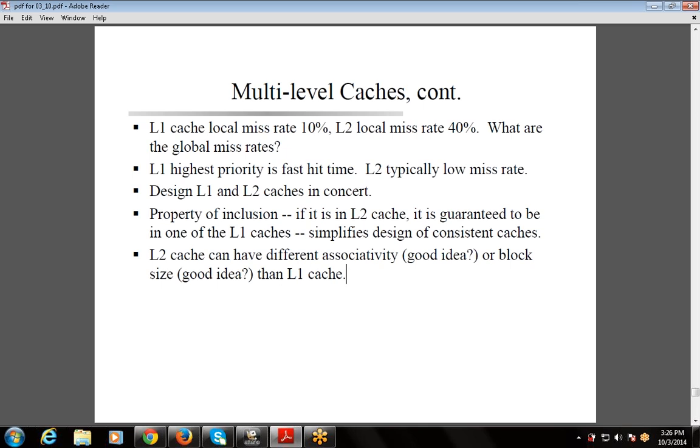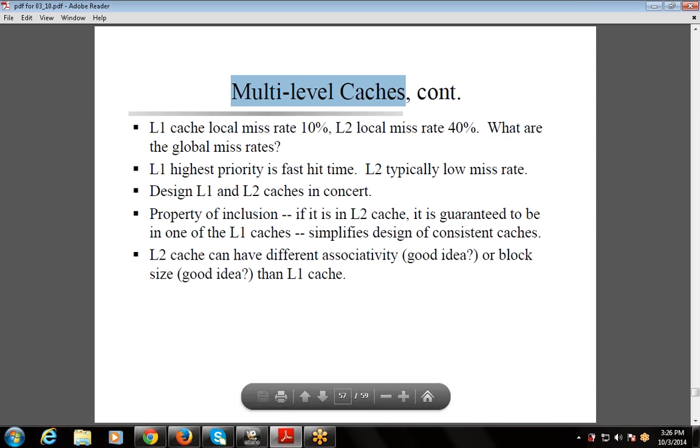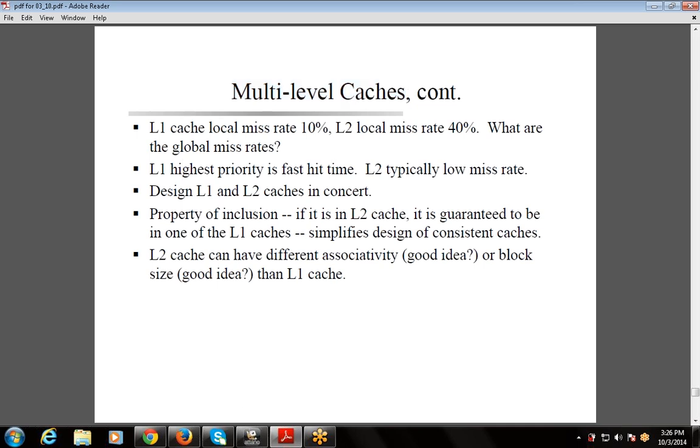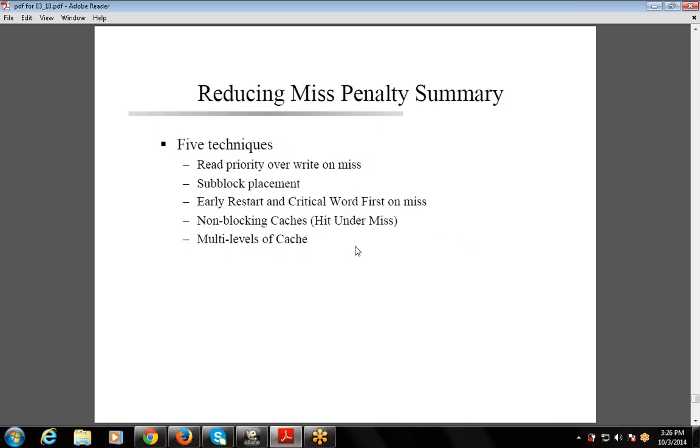Then the next point says the L2 cache can have different associativity or block size than the L1 cache. This is the multi-level cache, that is L1 and L2. This is the comparison between the L1 and the L2 cache. So L1 has a high priority as compared to the L2, and L1 and L2 are used concurrently.